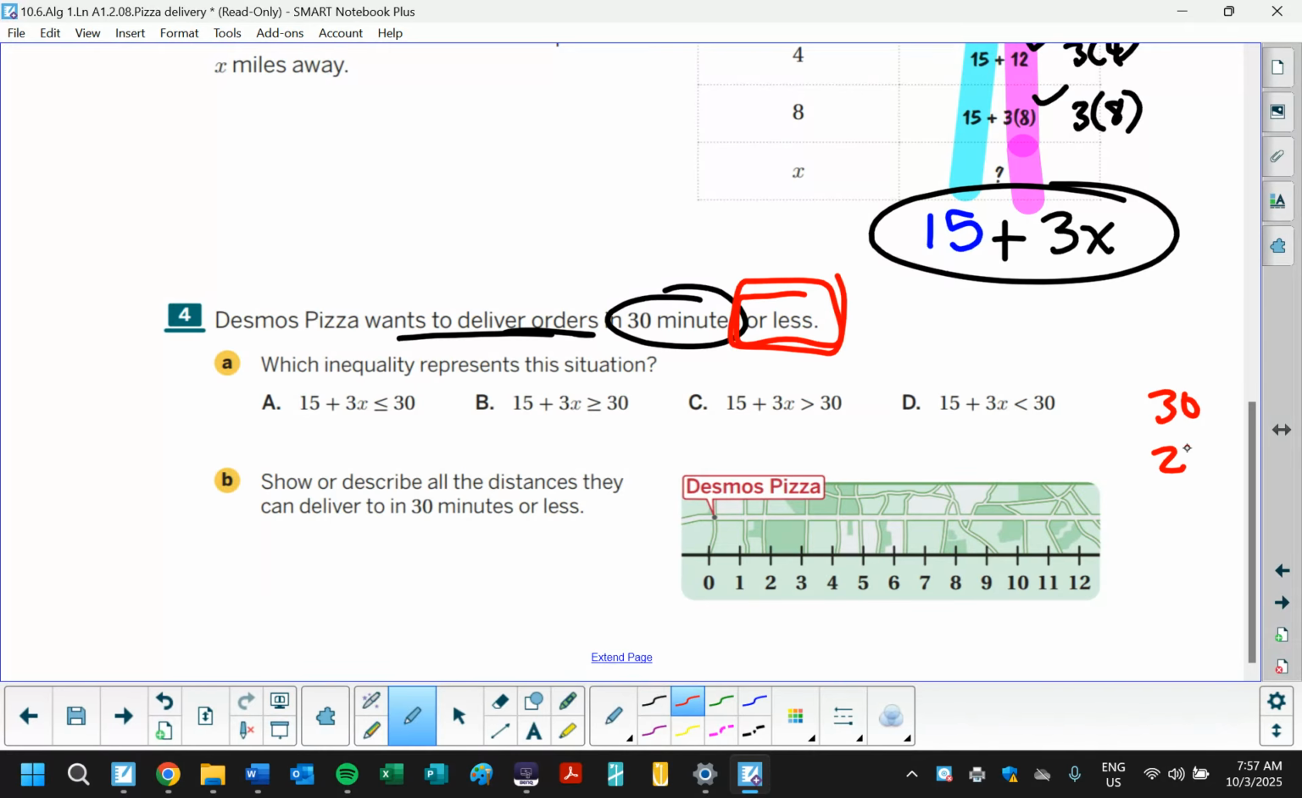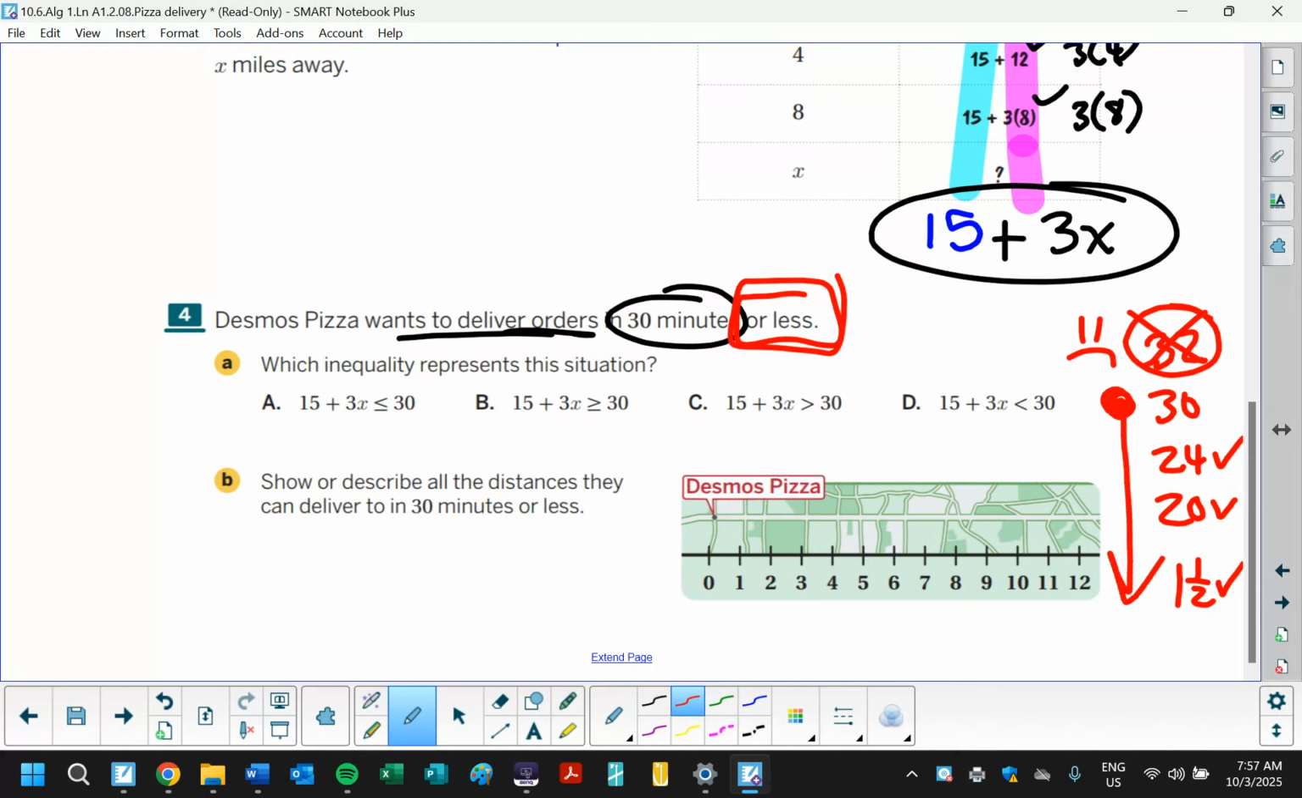Would it be okay if it only took 24 minutes? Yes. Would it be okay if it only took 20 minutes? Yes. Would it be okay if it took 1 minute and a half? Yes. Would it be okay if it took 32 minutes? That would make us unhappy. That would make the customers unhappy. So what we need is a number at 30 or smaller.